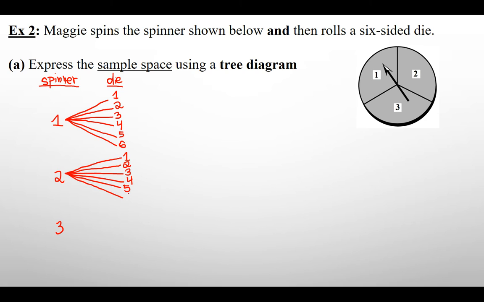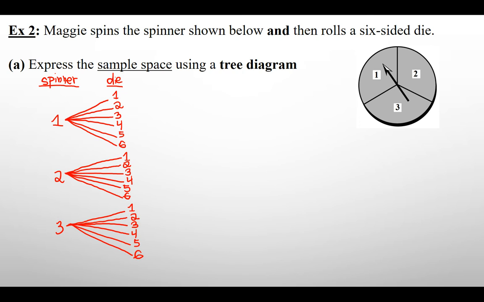and 6. And the final one, you would have 3 and a 1, you'd have 3 and a 2, you'd have 3 followed by a 3, 3 followed by a 4, 3 followed by a 5, and 3 followed by a 6. So that's my completed tree diagram.